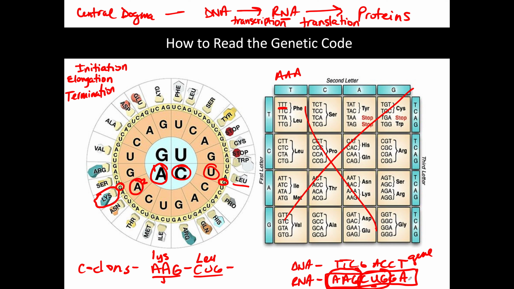Then my next one is GA. Let's just add a U here just so we have it. So my next one is GAU. If I have GAU here, that's going to encode for 1, 2, 3, aspartate right here. So this would be ASP.